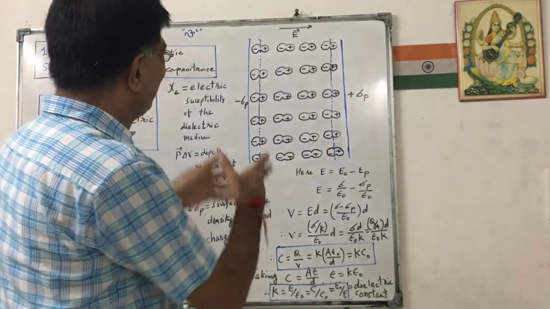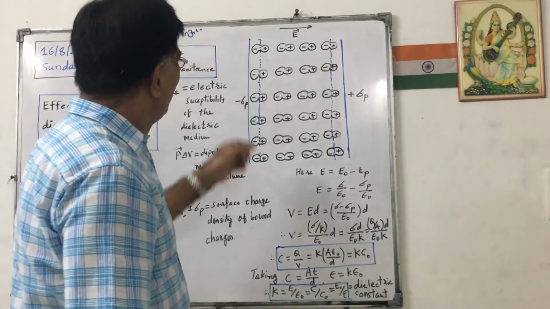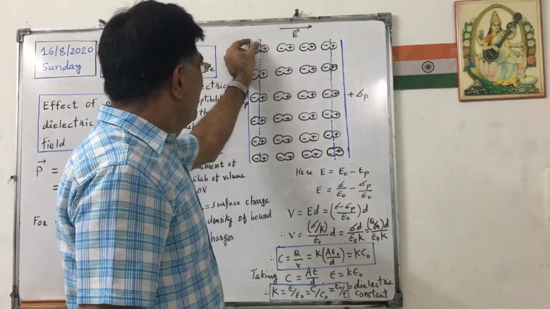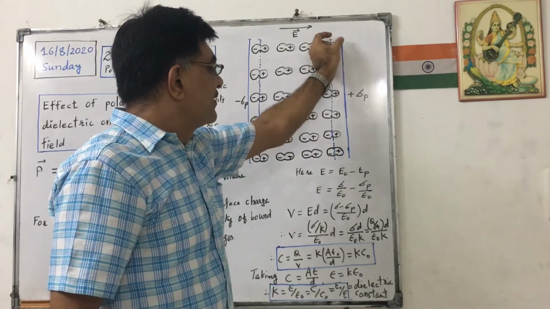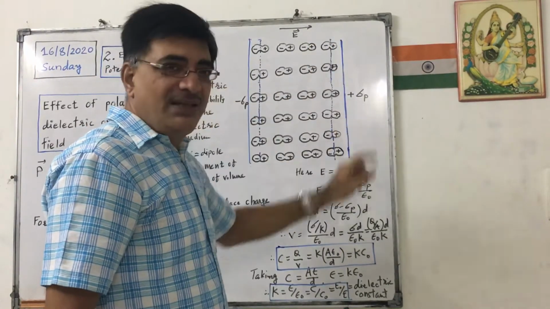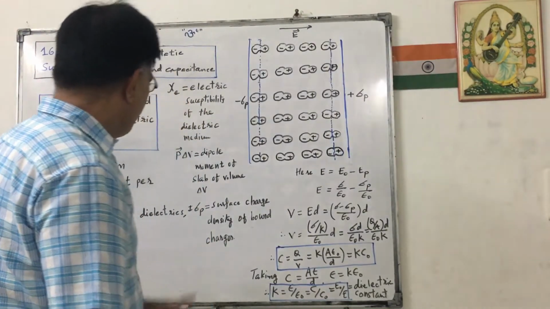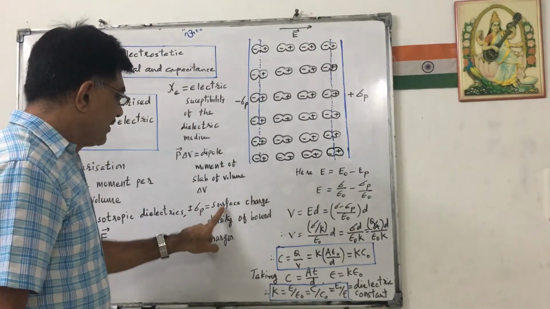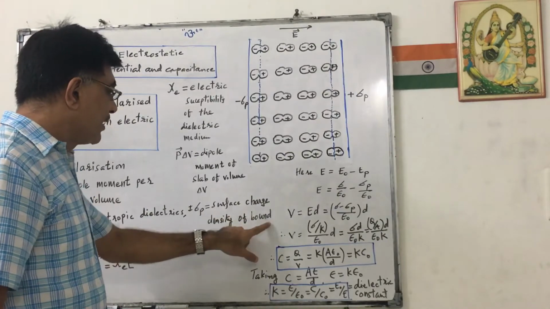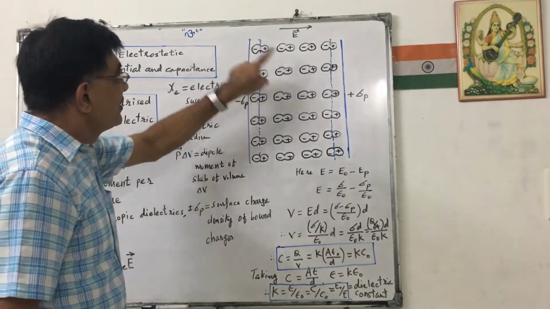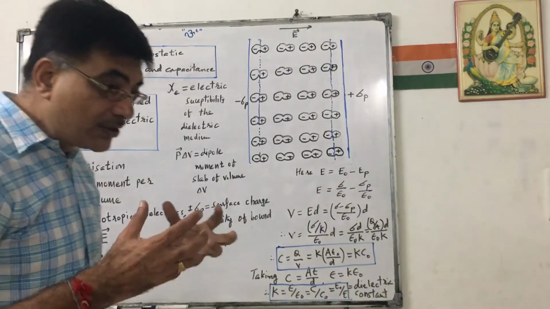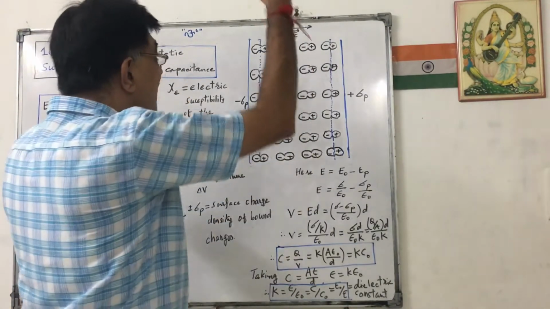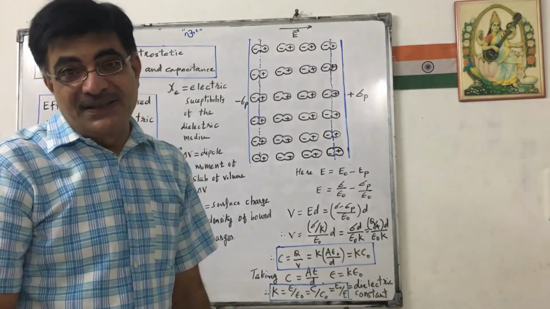So this is the figure. The surface charge density here is minus sigma p, and here is plus sigma p, where plus or minus sigma p is surface charge density of bound charges. These are called bound charges. They cannot move from that place because they are controlled by the free charges placed on the plates.